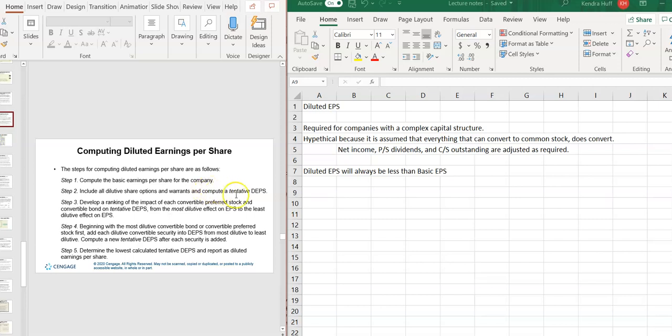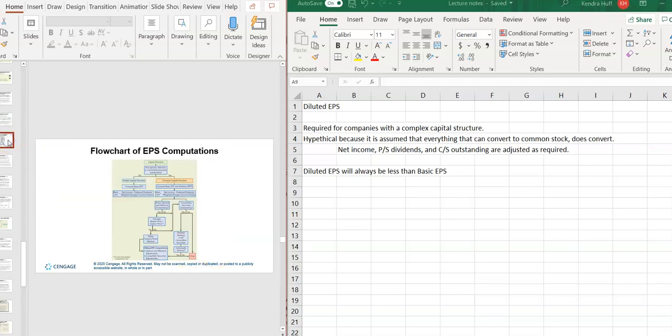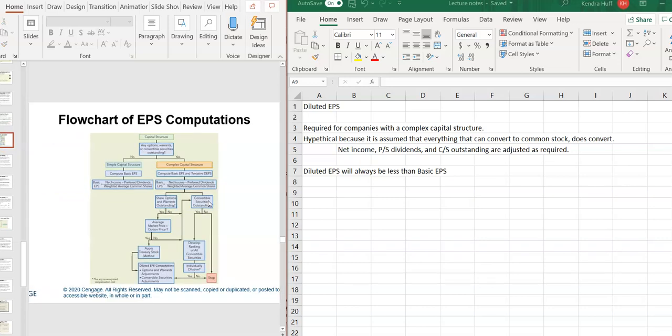So you do the tentative diluted earnings per share, and then you rank them from the most dilutive to the least dilutive effect on earnings per share. And then you add them in to get diluted earnings per share. And the one you keep is the lowest diluted earnings per share. So here's a flow chart. Let's look at this capital structure.